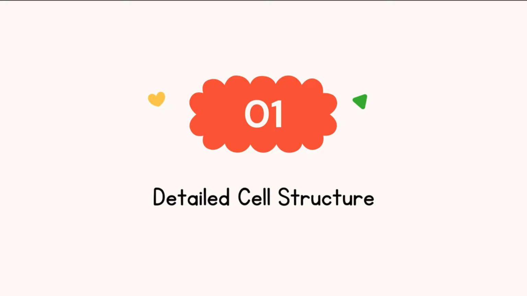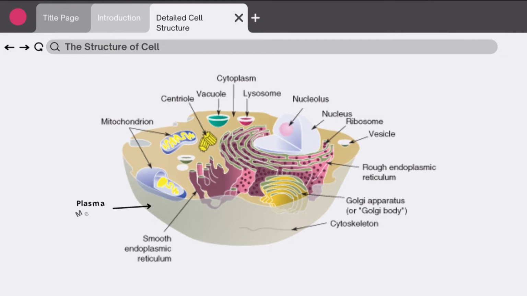So the first one we discussed about detailed cell structure. Okay, in cell structure, there is centriole, mitochondrion, plasma membrane, smooth endoplasmic reticulum, cytoskeleton, Golgi apparatus, endoplasmic reticulum, vesicle, ribosomes, nucleus, nucleolus, lysosome, cytoplasm, vacuole, and for the detailed function, we can discuss it in the next chapter.